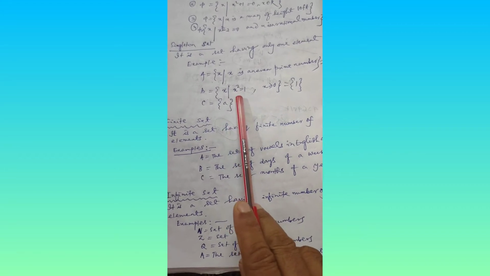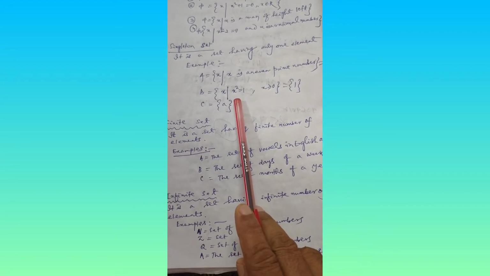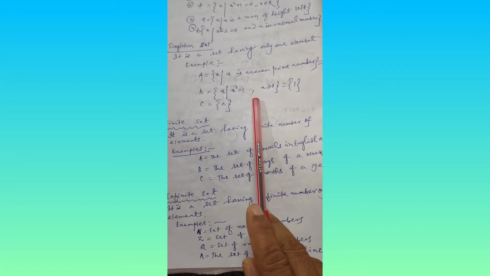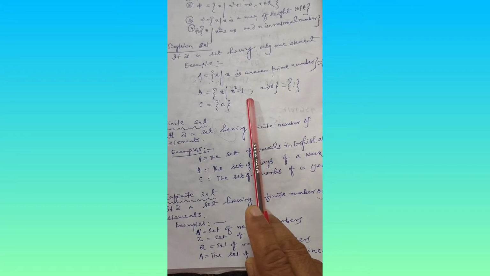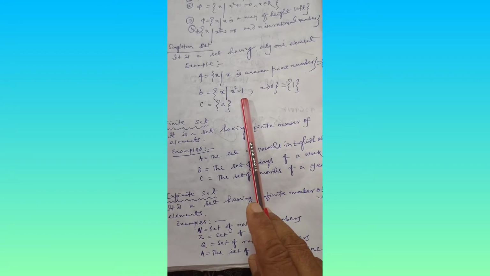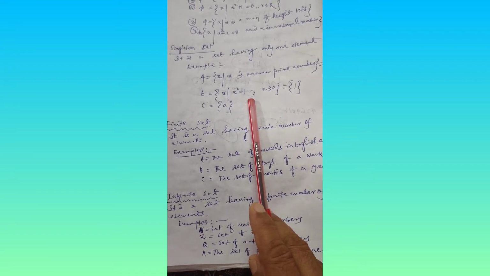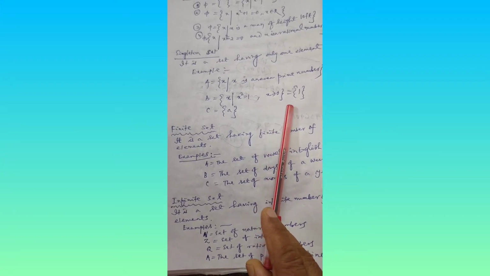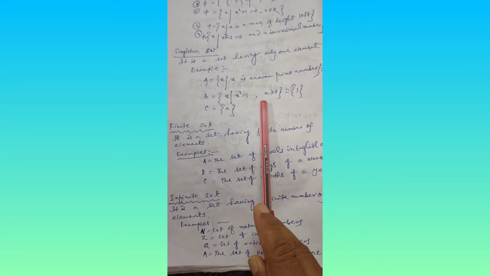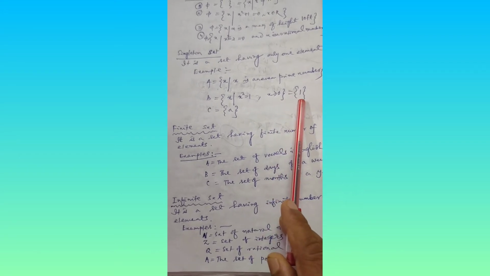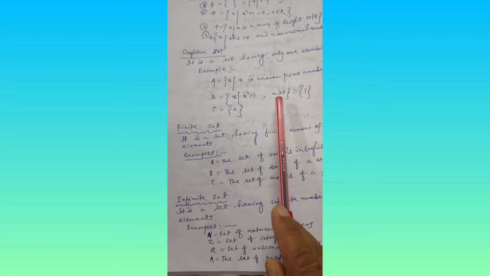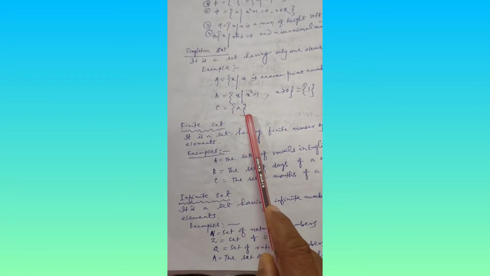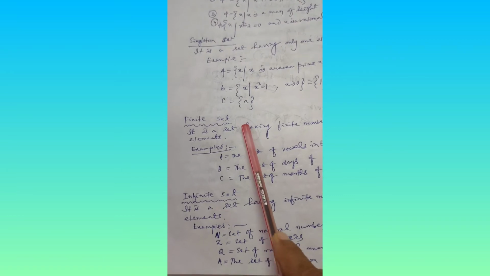We consider another example. We consider the set of all x so that x square is equal to 1 where x is greater than or equal to 0. Definitely, x square is equal to 1 for x positive, there is only one value, 1. Therefore, this set B has only one element. Therefore, it is called a singleton set. We consider another set C which has only one element A. Therefore, it is also a singleton set.